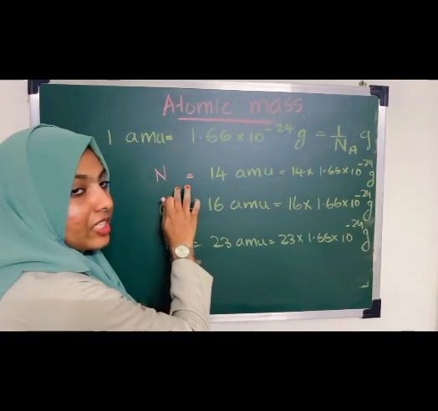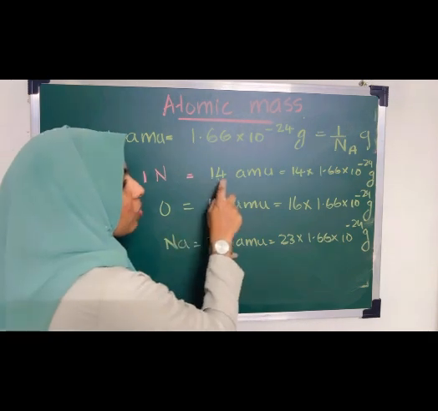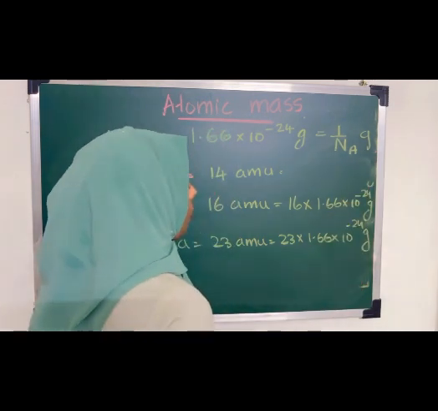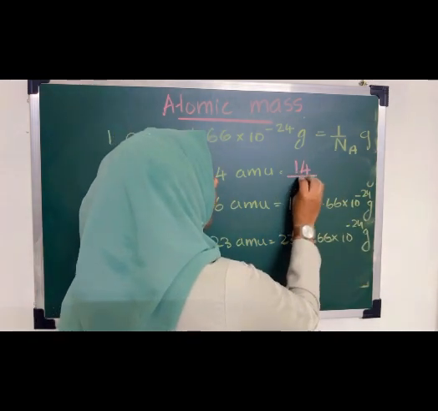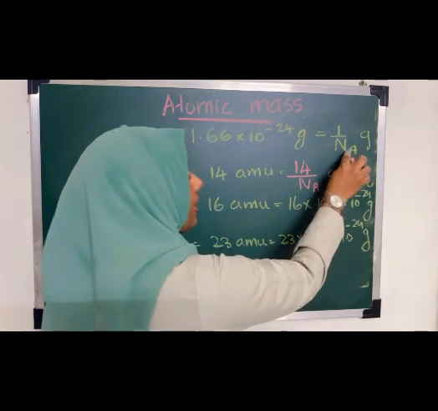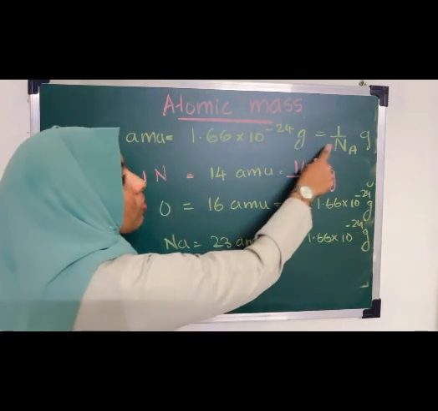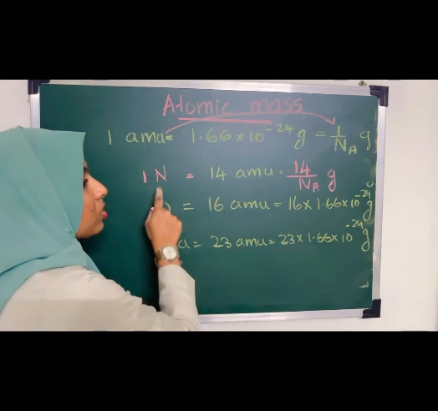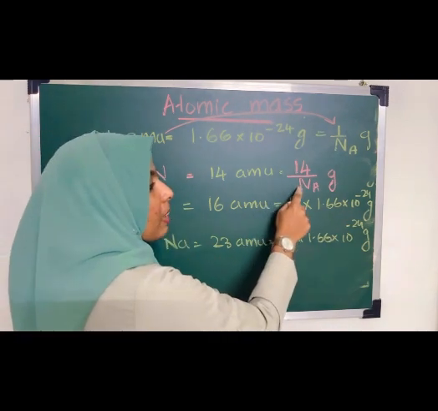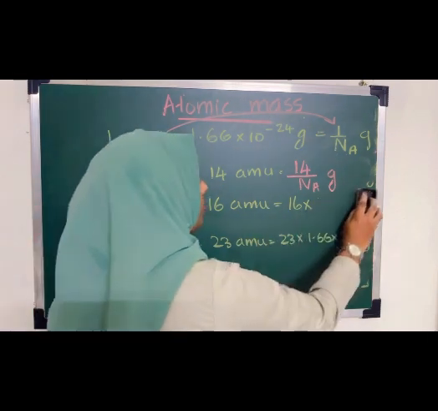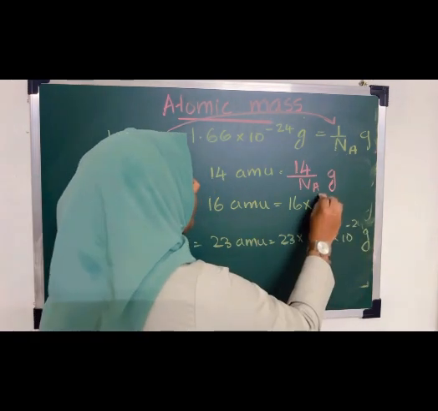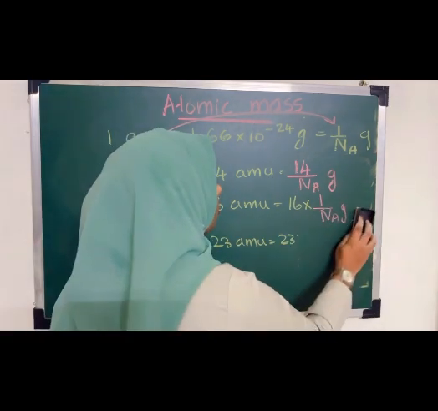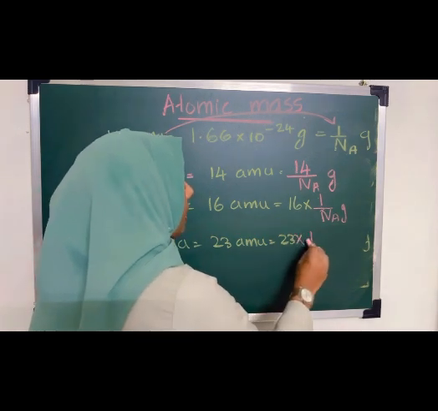Here, the weight of one nitrogen atom is equal to 14 AMU. Instead of that, I can write 14 divided by Na gram, because 1 AMU is equal to 1 by Na gram. So, I can also write 1 nitrogen atom is equal to 14 by Na gram. 1 oxygen atom is equal to 16 by Na gram. Weight of 1 sodium atom is equal to 23 into 1 by Na gram.